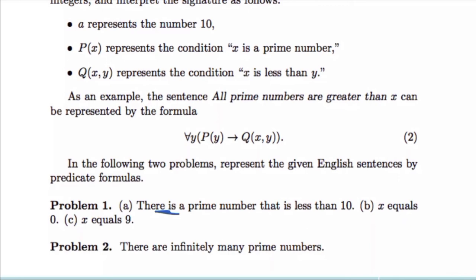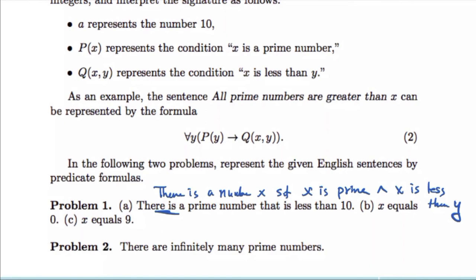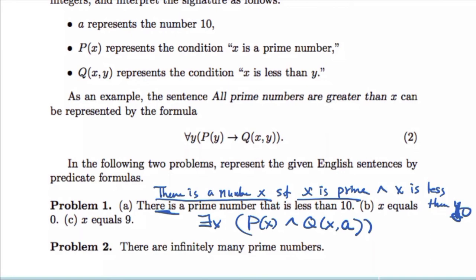And although the English sentence didn't say anything about the variables, you can think about this informally as: there is a number x such that x is prime and x is less than y. OK, I'm rewriting the sentence. It's slightly longer, but could be easier to write in formulas. Because when I say there is a number x, this is there exists x, such that x is prime, P of x, and x is less than y, Q of x comma y. But now y is actually 10. I should actually say 10 here. I cannot write 10 here because 10 is not a part of the symbols that I'm allowed to use. But I can write A. I'm done. There exists x such that x is a prime number and x is less than 10.